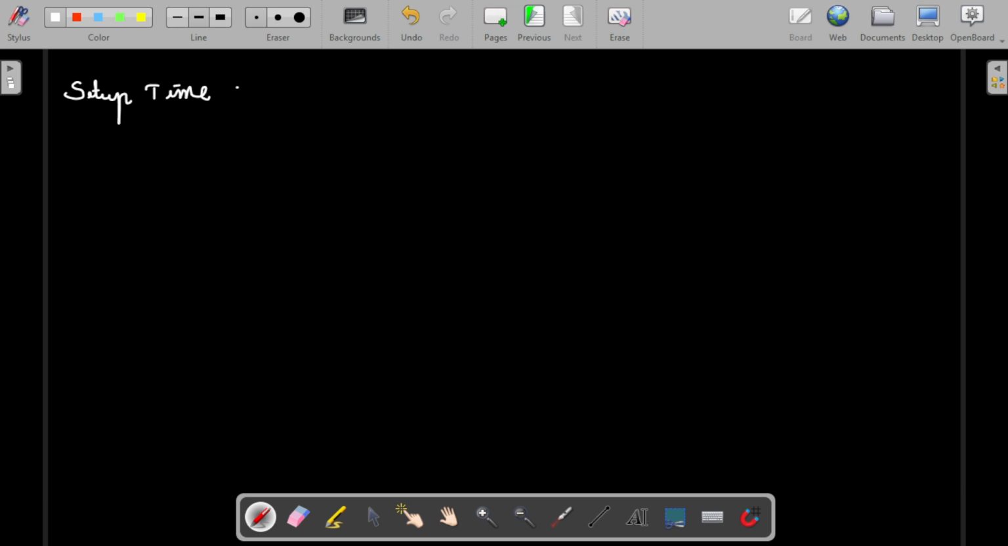So setup time is the parameter which is the minimum time for which the input must be maintained constant before applying a clock. I hope you guys are able to get it, right? So the next one is the hold time.